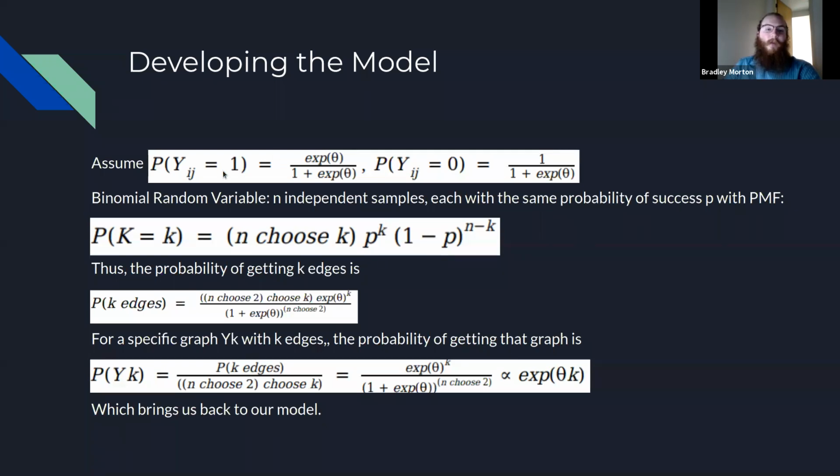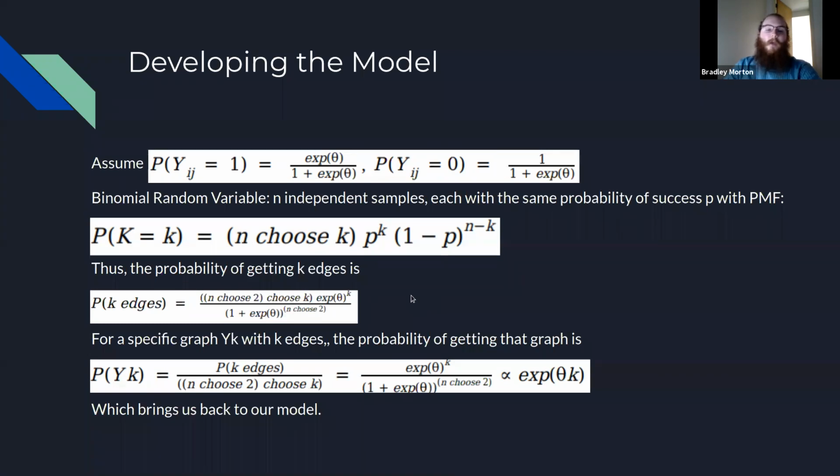Now we take these values here for probability and we plug them into this equation and we get this. So the n choose k starts with n choose 2 for n because there are n choose 2 possible vertices that can occur. And then we're choosing k of them. And then when we plug in the rest, this is the expression we get.